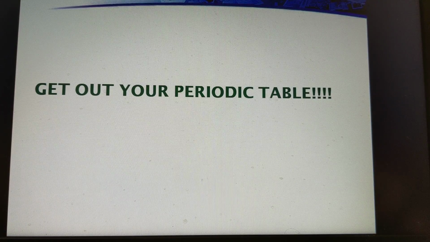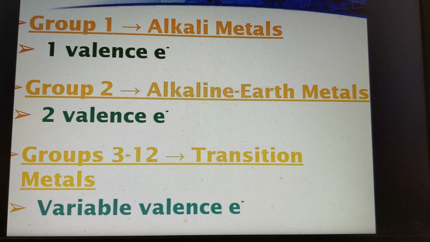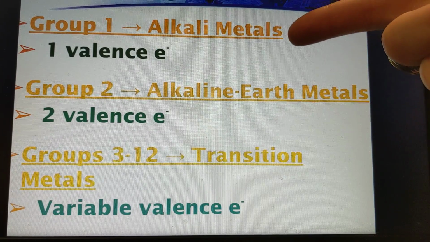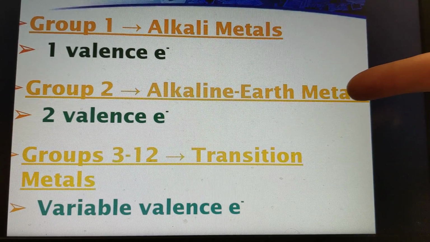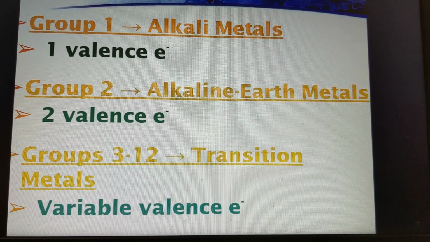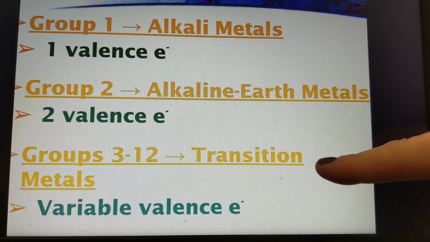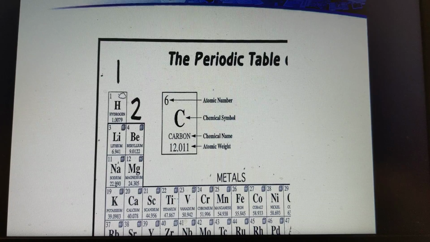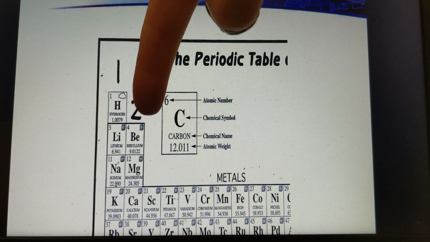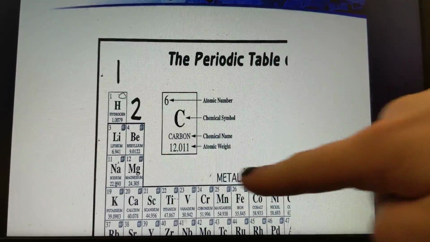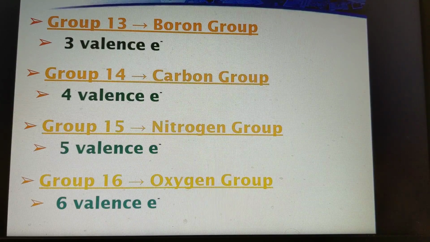Next thing, please get out your periodic table if you don't already have that in front of you. I hope that you labeled your group 1 alkalis and your group 2 alkalines. The next part of the periodic table is called the transition elements. So in your color-coded periodic table, you should have labeled group 1, group 2. This part down here is the transition elements.